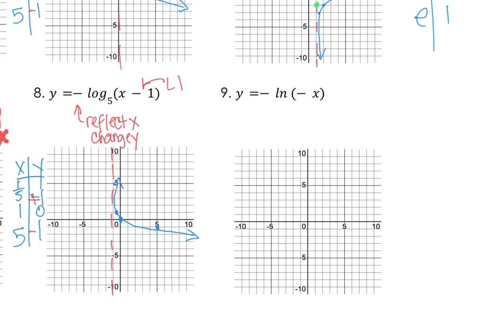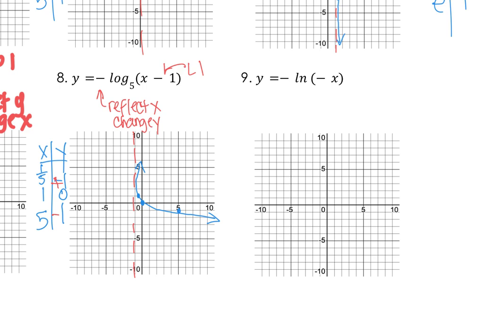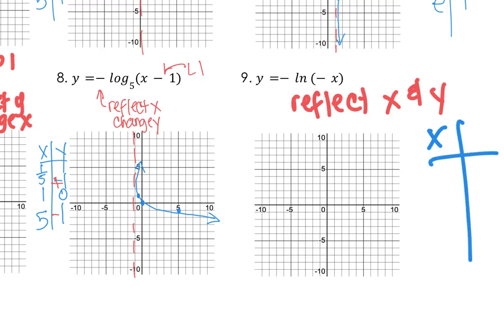Number 9. We have negatives on that ln and negative x. So that tells us we will reflect x and y. So that tells me I need to change both x and y if we're reflecting on both. So we have our x and y values. Let's just write out our values, our pattern. Now we have 1 over e. Then I have 1, and then I have my base of e. Now I'm going to go in with my red pen, change all my x's, and I'm going to go in and change my y's. Now I can also put in my vertical asymptote.